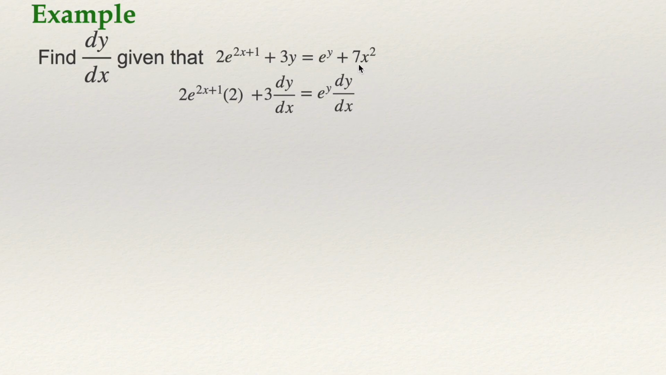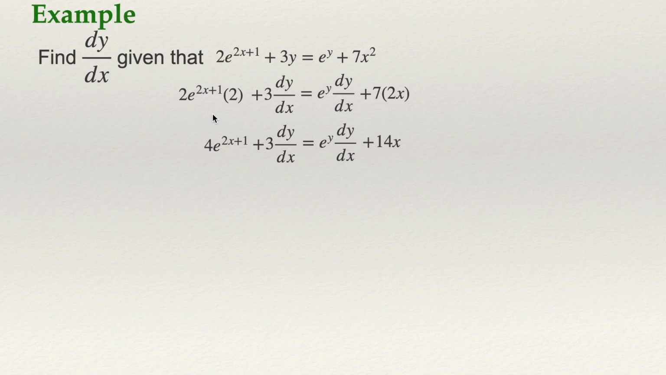Plus, now here we have x, a term of the independent variable. So it will be here 7 that multiplies the derivative of x squared. The derivative of x squared is 2x. So we have here 7 times 2x, or we can type immediately 14x. Okay, so here, for example, 2 and 2 multiply. This is 4 e to the power 2x plus 1. Here is 3 dy/dx. Here we have equal e^y dy/dx. And here we have 14x.